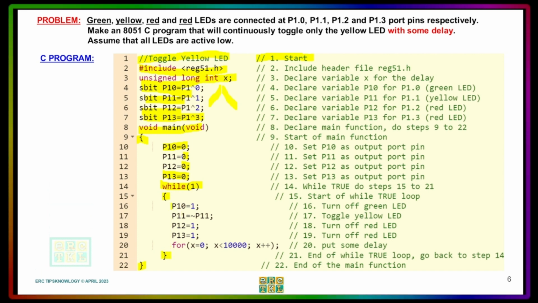And then we have here P10 equals 1, and also with P12 and P13. So the green, red, and red will become off. Again, remember, this is active low.